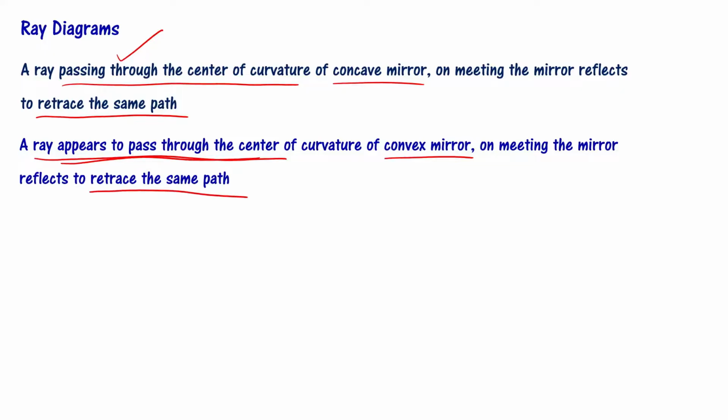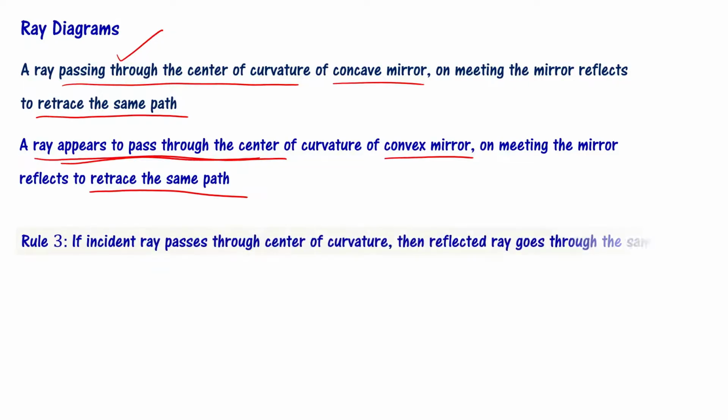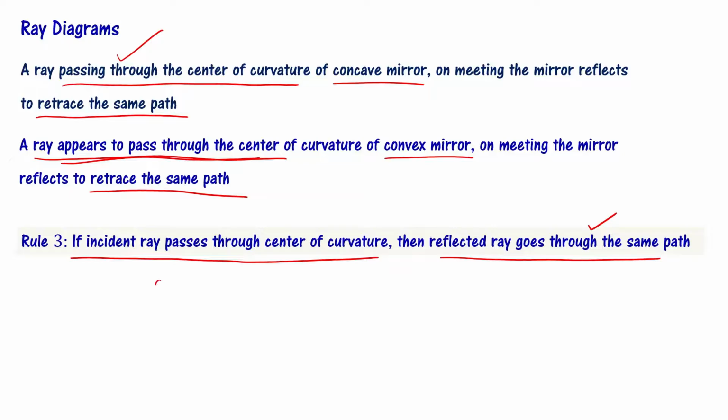So now we can write rule number 3, that is, if the incident ray passes through the center of curvature, then the reflected ray goes through the same path. This is valid for a concave mirror. In the case of a convex mirror, we are going to say, if the incident ray appears to pass through the center of curvature, then the reflected ray goes through the same path. Understood? Note this rule number 3 also.